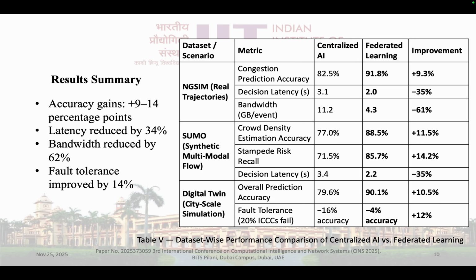In the result summary, the accuracy gains in the predictions increased by 9 to 14%. The latency of response, which was the major cause of failure in Kumbh Mela, was found to be reduced by 34%. Bandwidth consumption was also reduced, because now we are not exchanging the raw data, and fault tolerance improved by almost 14%. So these are the simulation results, and in fact we are working in collaboration with Smart City Varanasi, where we are implementing it in real time under a project.